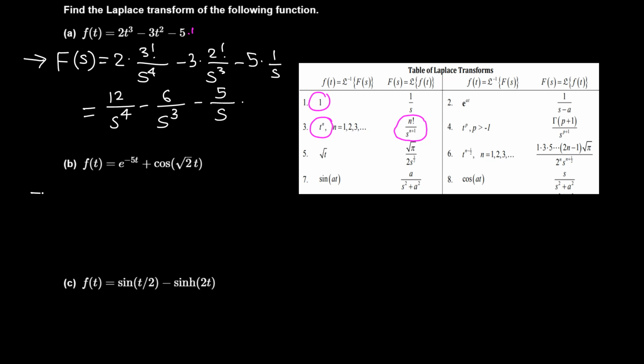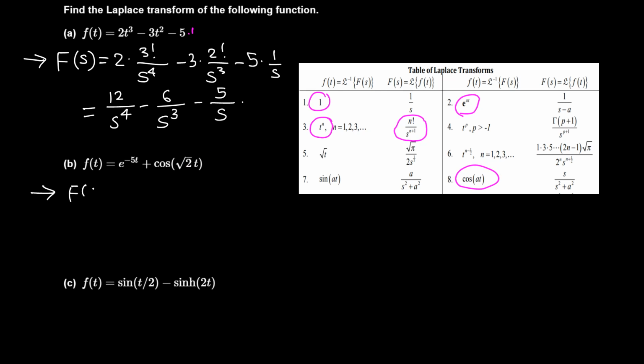Okay, in part B, we have an exponential function, e to the at. The Laplace transform is 1 over s minus a. That's the exponential. And for cosine, here it is cosine at, where a is root 2 in this case.